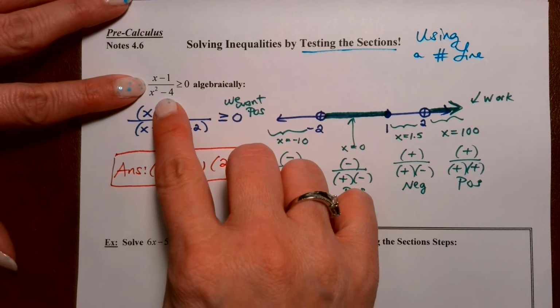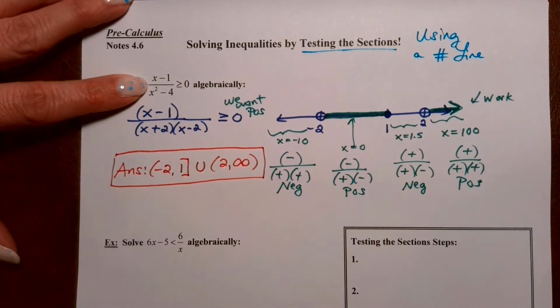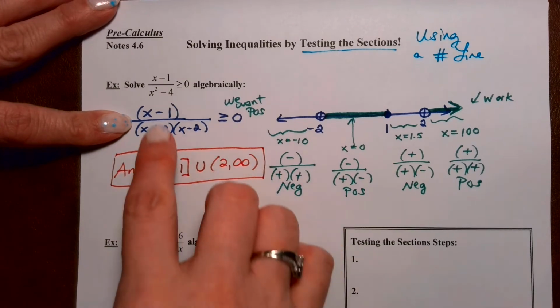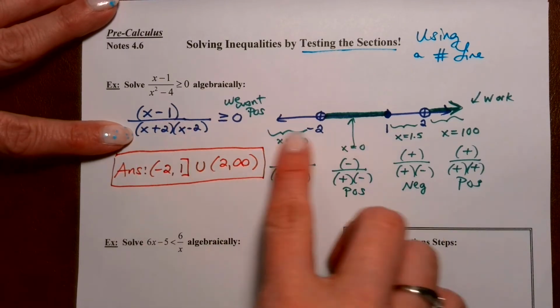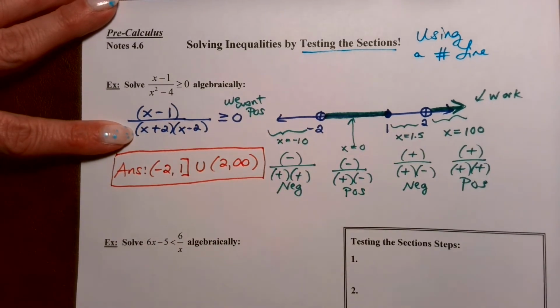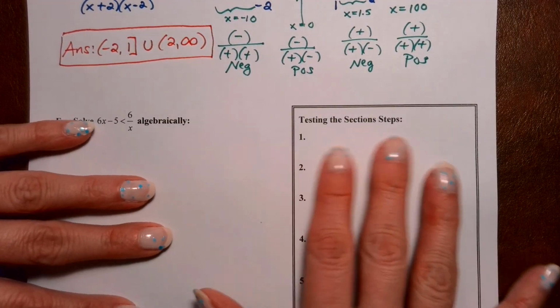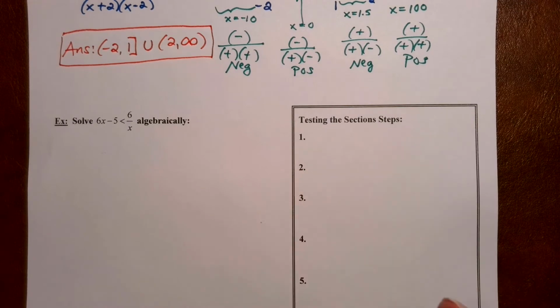That's a rational inequality solved by testing the sections. We did this with parabolas. We've done this before. When it starts getting this complicated, it's best to make a number line. Let's go through the steps here. The testing the sections steps, there's quite a few of them.